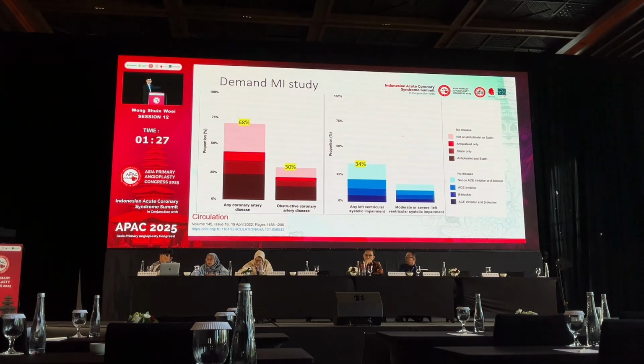This is a public study, the demand MI study. It's not really a trial. It just took all patients who came to the hospital with type 1 versus type 2 MI, and they basically got anatomy, either by angiography or by CT. Bearing in mind there's a bit of selection bias here, close to 2/3 of them had some form of coronary artery disease, close to 1/3 had some form of obstructive CAD, and about 1/3 had some form of left ventricular systolic impairment as well.